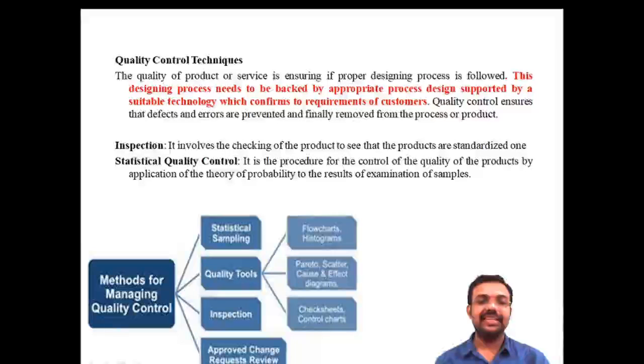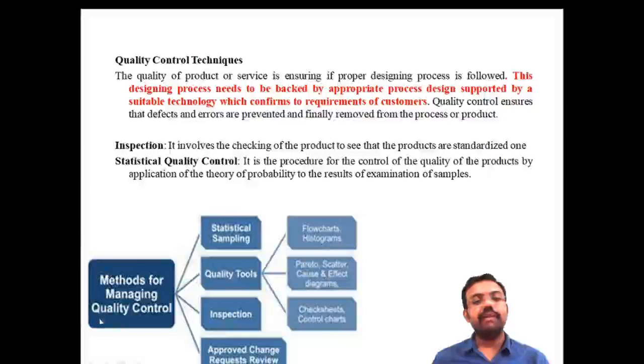Inspection, you can check to see that the products are standardized. That's the inspection. Statistical quality control is one of the important tools, which means we are using probability techniques. These are the two important techniques used for quality control. That means ensuring the quality of a certain product. That's the advantage of quality control.